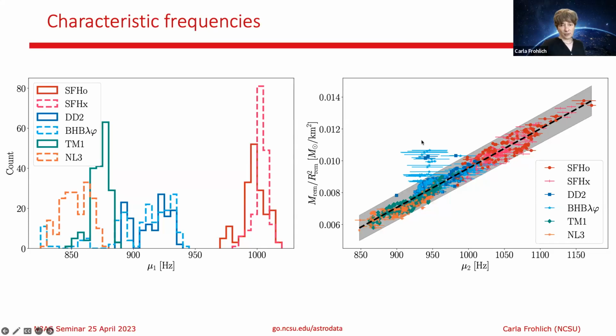The BHP lambda phi equation of state, which allows for hyperons to form, has a series of models that are outside of these nice tight correlations. And we originally thought this was due to this transition to hyperons, but there's absolutely no correlation with the fraction of hyperons or any other quantity we thought of. So the bottom line is we don't actually understand what these models that are outside of the gray band have in common and different from all the other models.